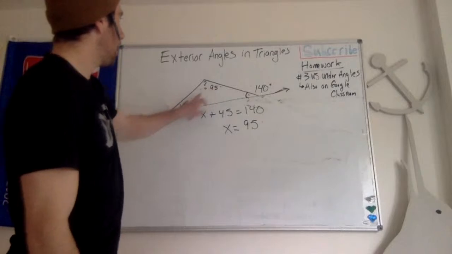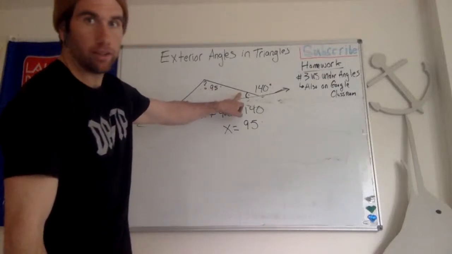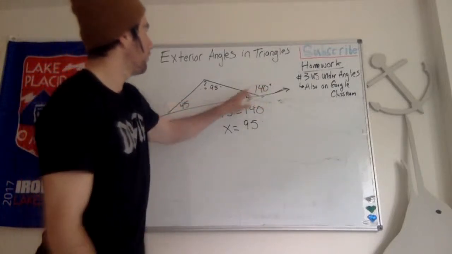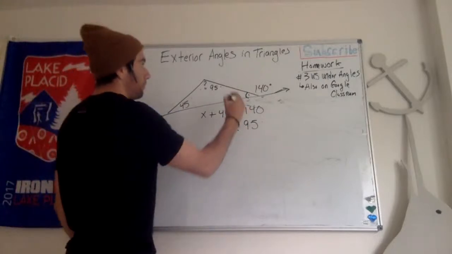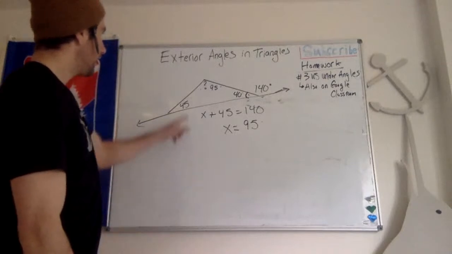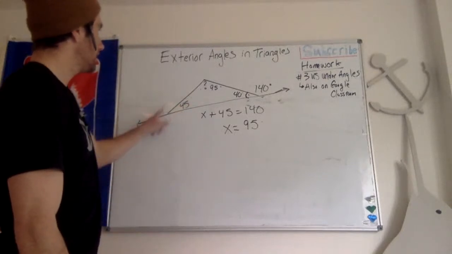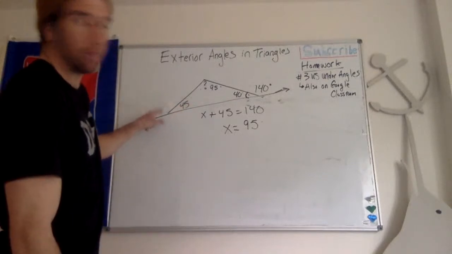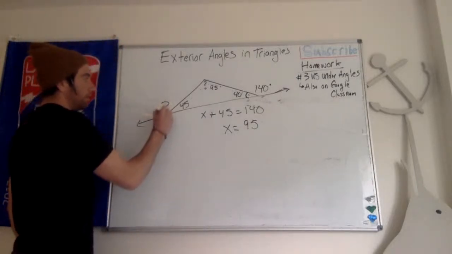If this is 95 and this is 40, what's this angle? Well, if this is 140, this angle that's next to it, supplementary to it, has to be 40 degrees. If this is 45 degrees, what does this angle have to be? Who can give me this angle? If this is 45, what does this have to be?